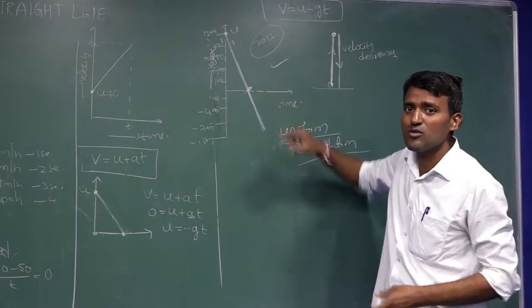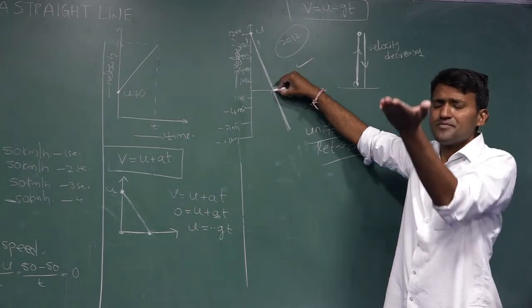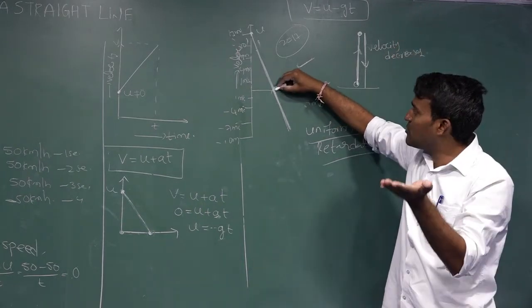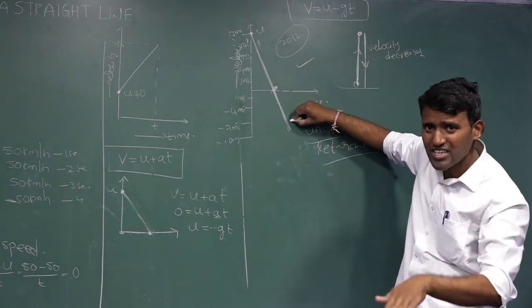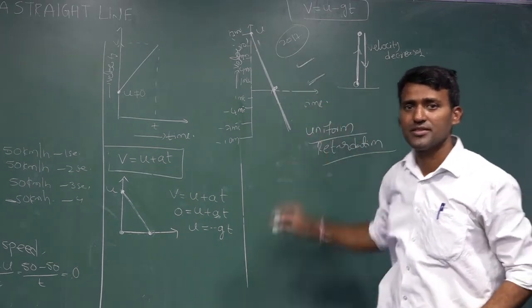I gave this example in which the object, from here to here, is going in the upward direction. From here to here, the object is moving in the downward direction. This is also a uniform retardation equation.